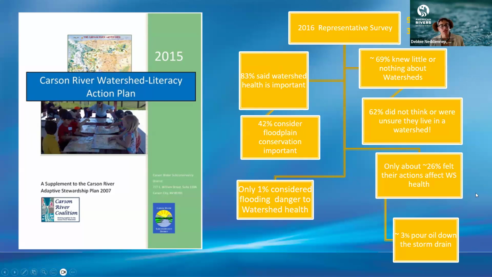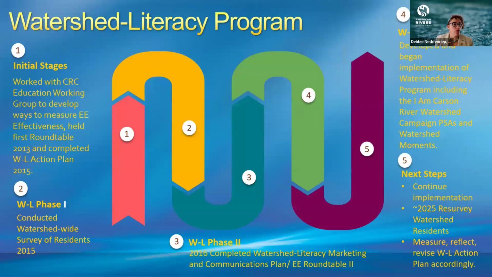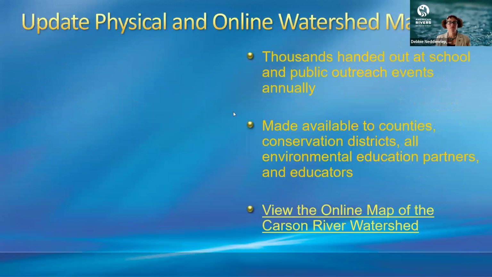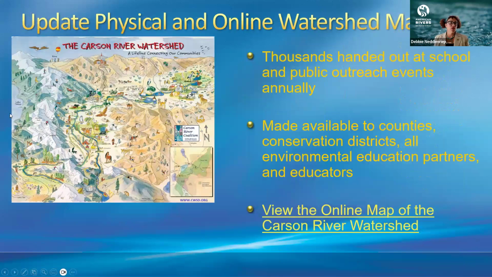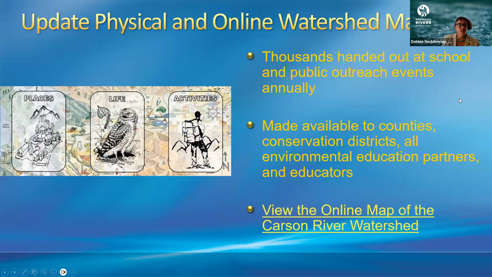And so she launched, go ahead and go to the next slide, this watershed literacy program. And right now in this continuum, we are at step 5, which is to resurvey, measure, and reflect. It included updating our physical and watershed maps. And we hand out these maps to thousands of students every year. We make them available to all of our partners. And then it has a companion online map that you can click on different factors to learn about different aspects of our watershed. Next.